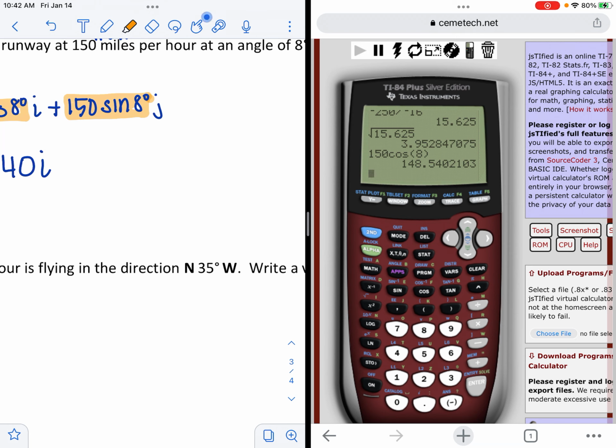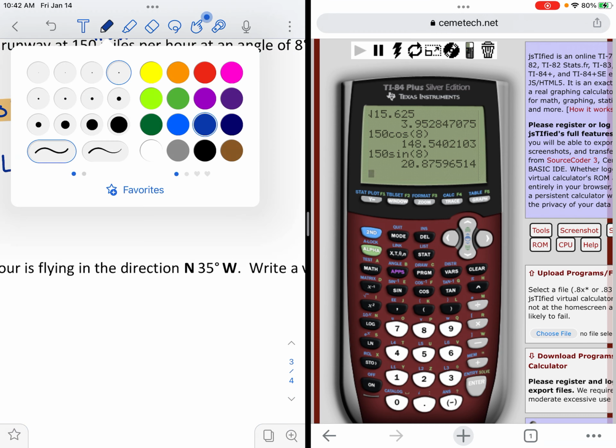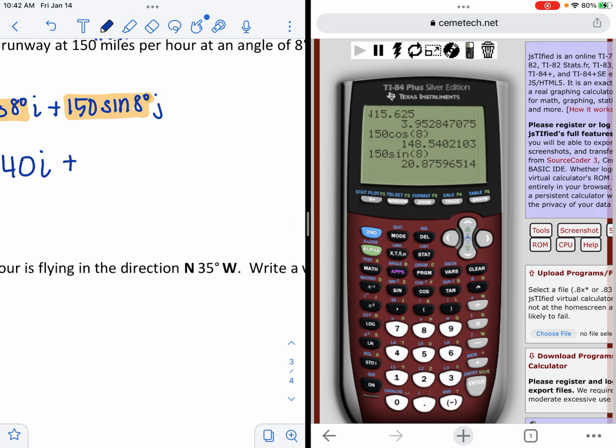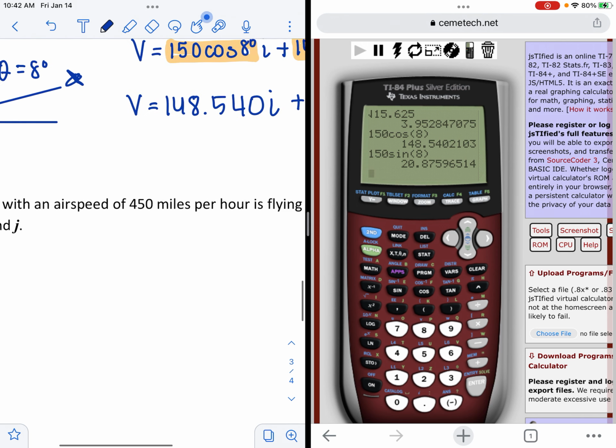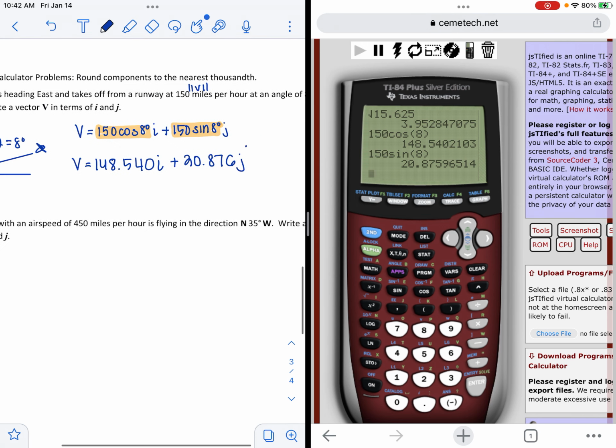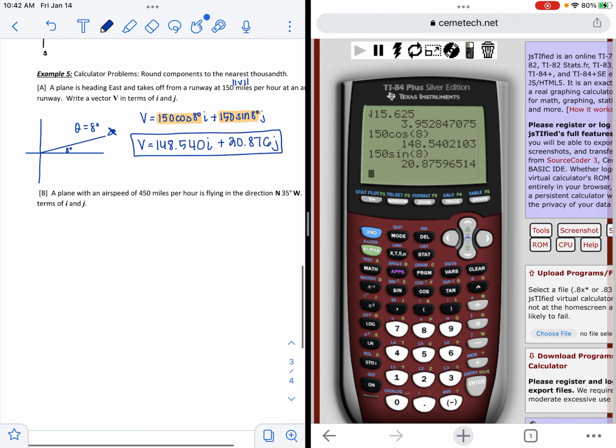So I'm going to put this in my calculator. I'm not going to put down the plus sign yet, just in case that's a negative number. No, it's not. It's positive. 150 sine of 8 degrees is positive, so plus 20.876 j. And the reason I knew it was positive is because it's in the first quadrant where x and y are positive. And there's my vector.